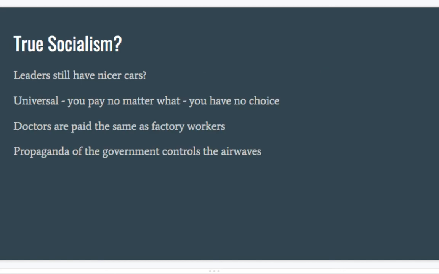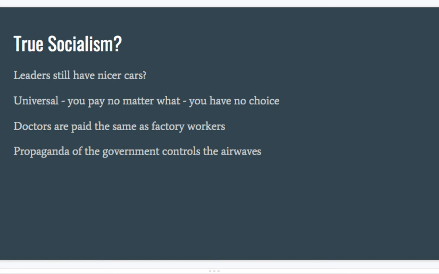So the whole idea of socialism. Socialism is an economic and political system in which the government owns some, but not all, of the factors of production. As such, the government plays a major role in answering most of the questions like what, how, and for whom. The problem is, has there ever been true socialism?